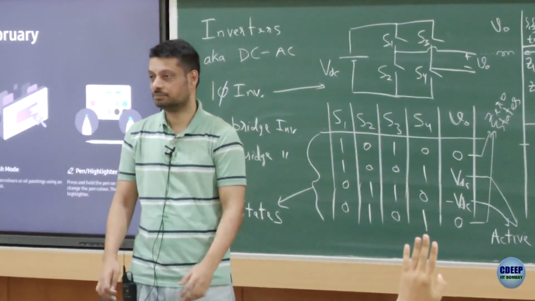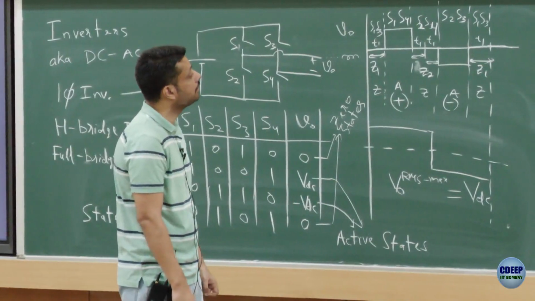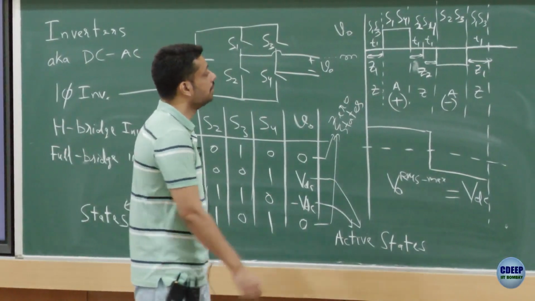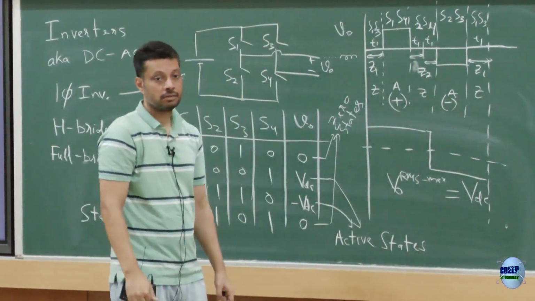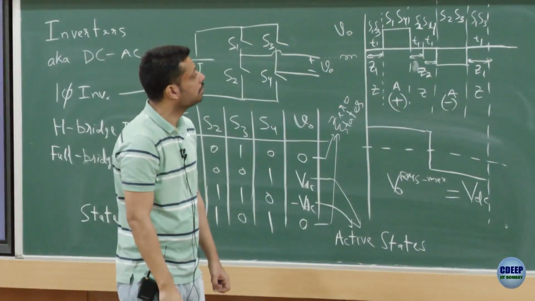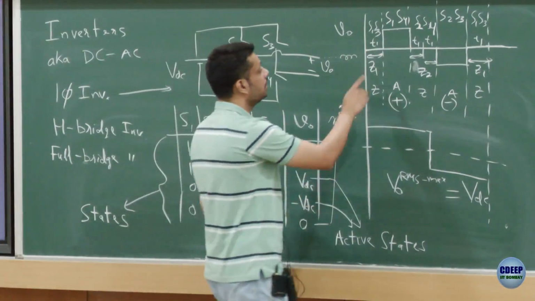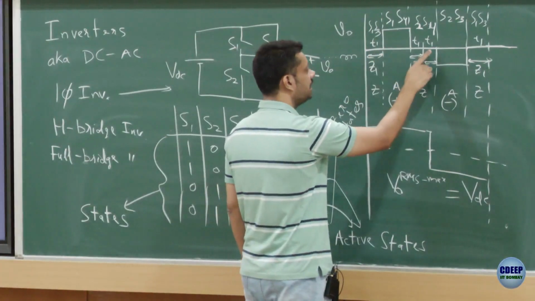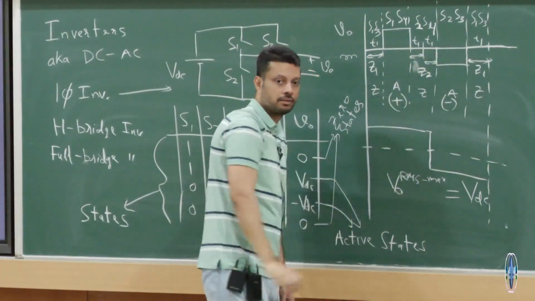So that's the idea. For half wave symmetry, only T1 and T3 should be equal. T1 and T4 should be equal, and these two should be equal.